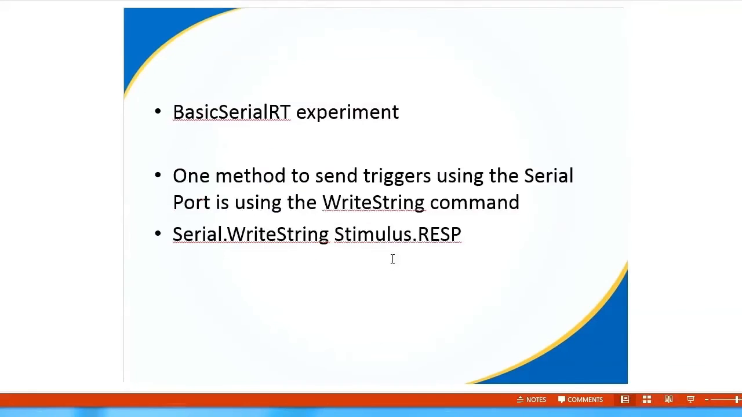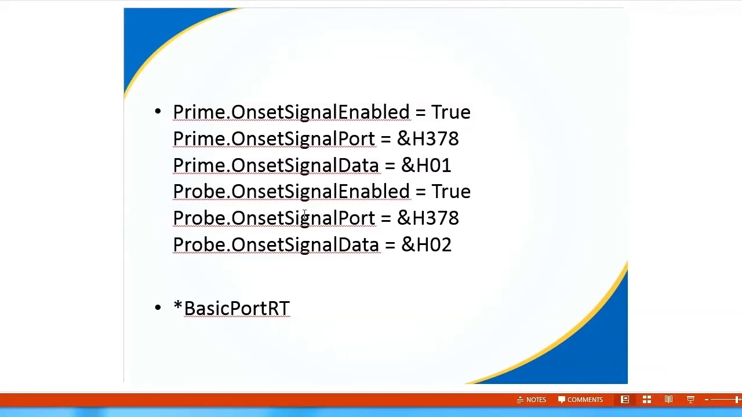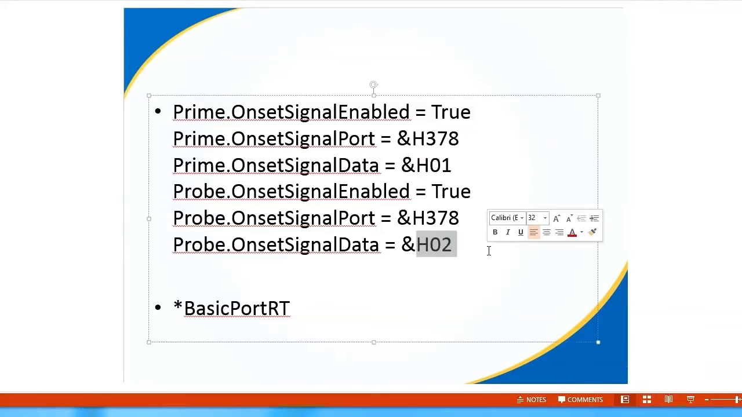So in that example, prime sends a signal to bit 0, and probe sends a signal to bit 1. Each time the object is run in the script, this will happen. It's typically only necessary to set these properties once at the beginning of the experiment. Then anytime these are fired, this will send the signal.